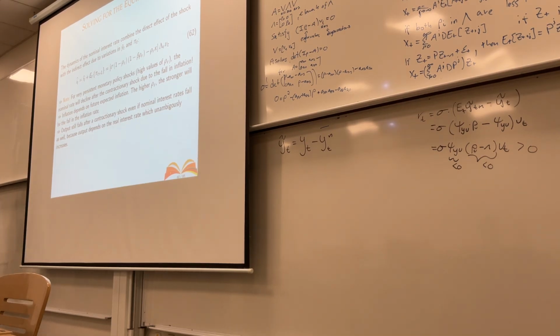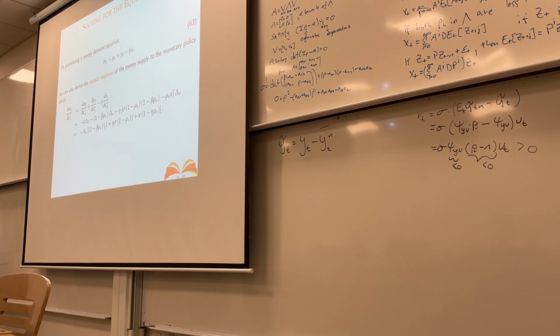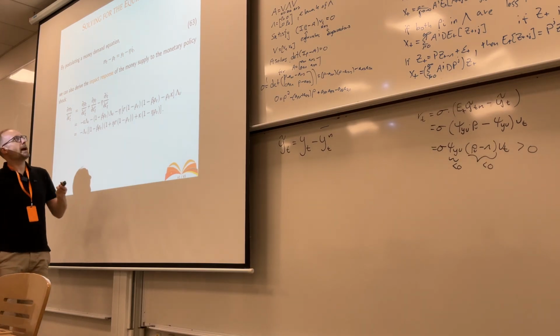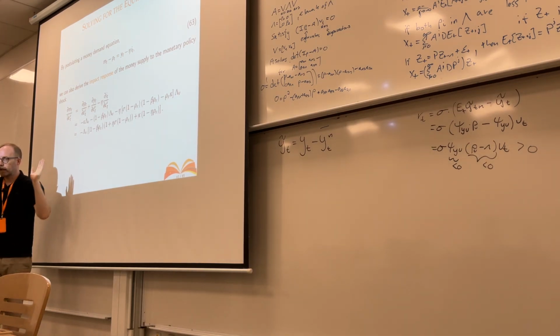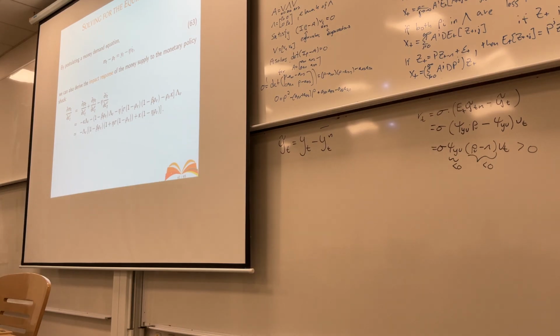Output is still going to fall, because we have this real interest rate effect that's unambiguous, as we saw. We're going to add into this a money demand equation. If you look back at last week's LM equation, you'll see that it was downward sloping in the nominal interest rate. And that's exactly what we have here.